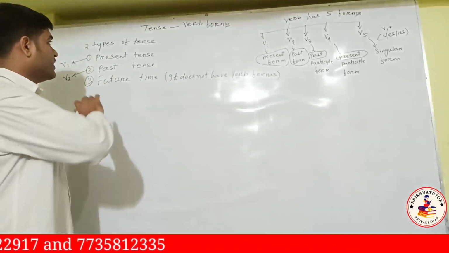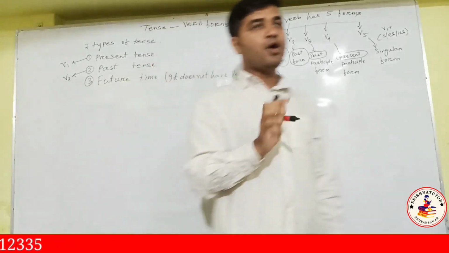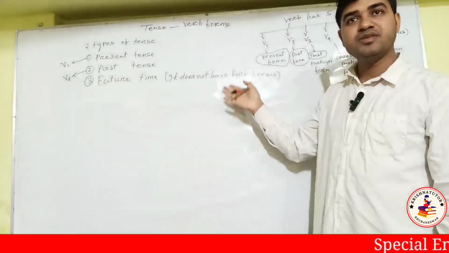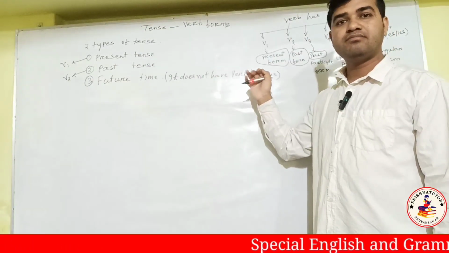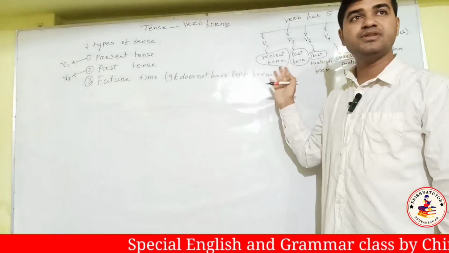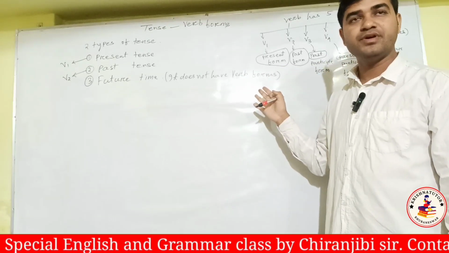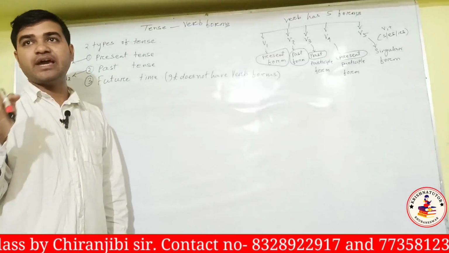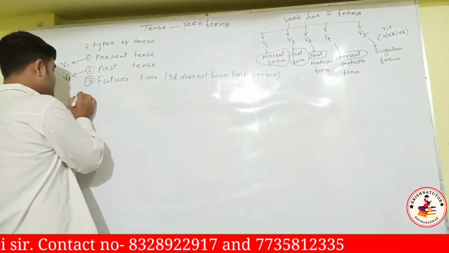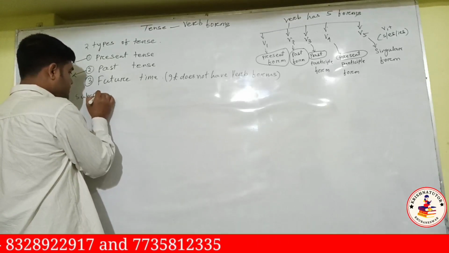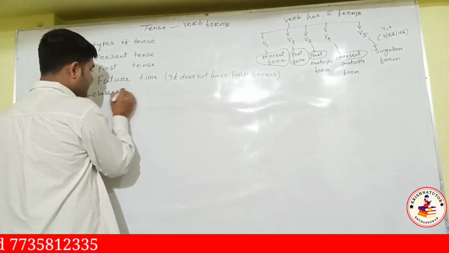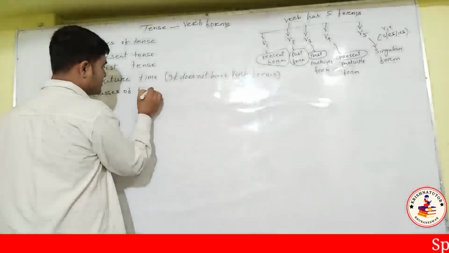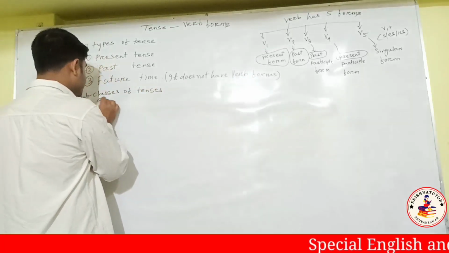So these are the five forms, and these are the two types of tenses. Future is not tense, it is a time, because verb doesn't have future form. Clear up to here? And now each tense is again of four types. Subclasses of tenses. Each tense is of four types.